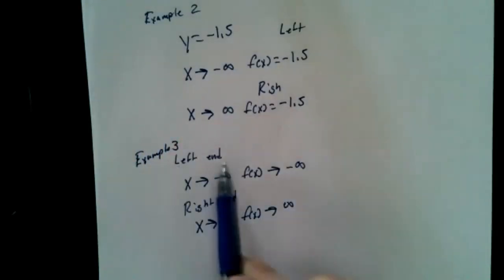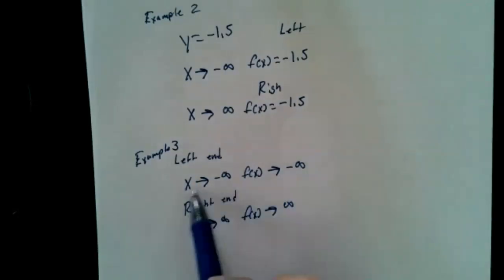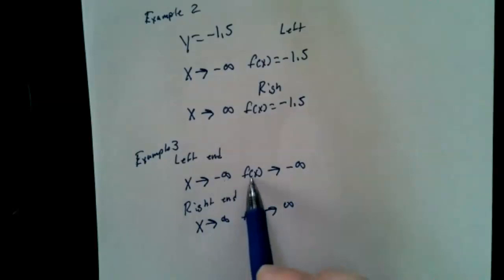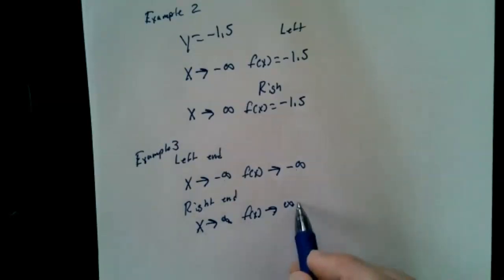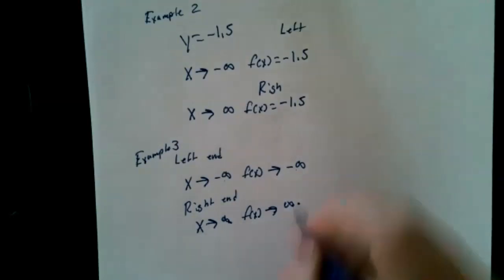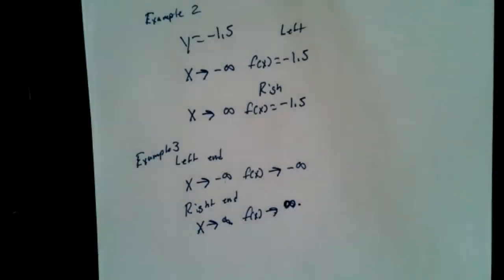And what it's saying on the left end, the farther and farther we go left, the farther and farther our graph goes down, or as x goes towards a negative infinity, f of x goes towards a negative infinity. And then our right end, the farther we go to the right, the higher our graph goes. So as x goes towards a positive infinity, f of x goes towards a positive infinity.